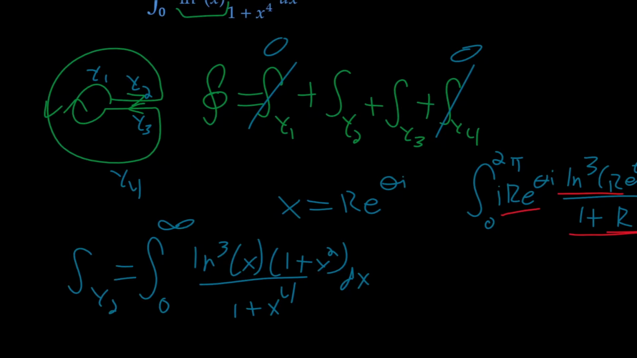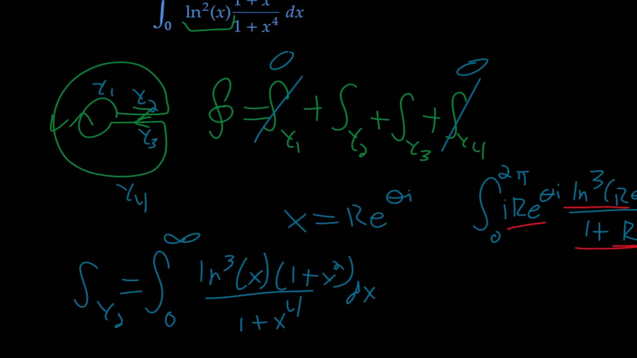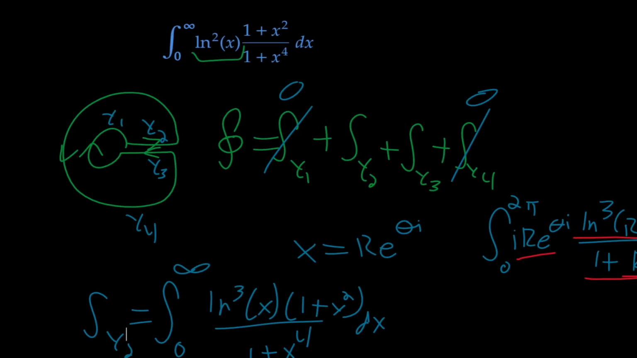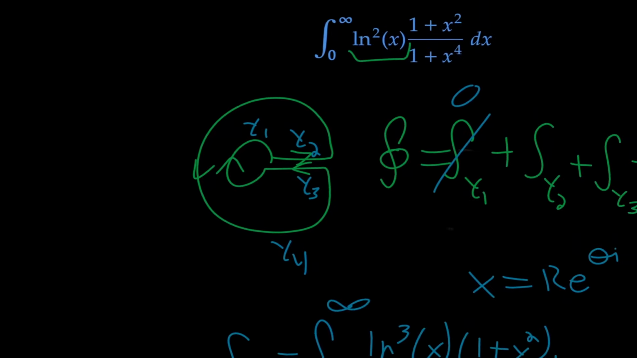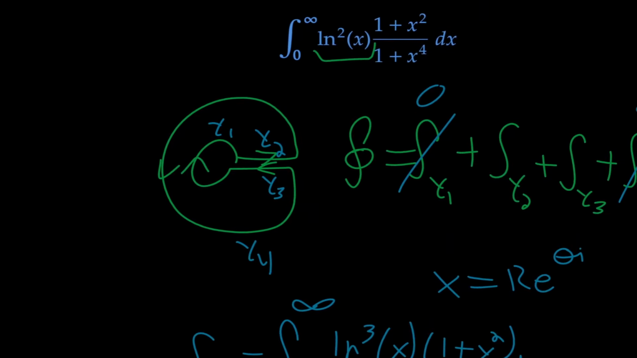Which begs the question, how on earth are we supposed to get a natural log squared out of this? And the answer lies in the integral over gamma 3. If we were to take this natural log term at face value, these integrals would just cancel, but that would not be helpful for us at all, because we would just get 0, and we don't want that.